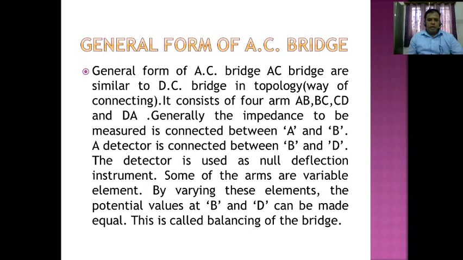So what does this mean? B and D, the potential values can be made equal means that is called as the balancing of the bridge. Now we will go into detail of this.